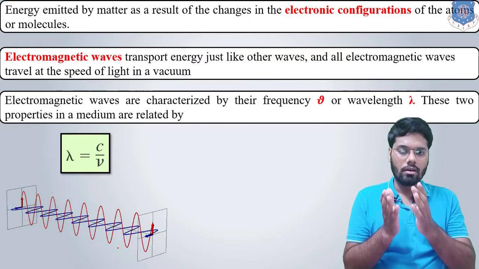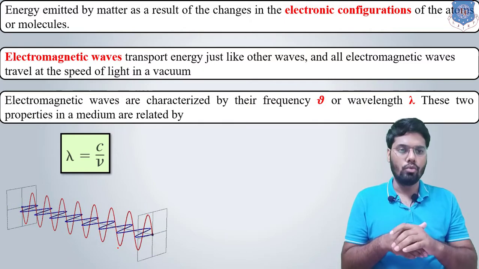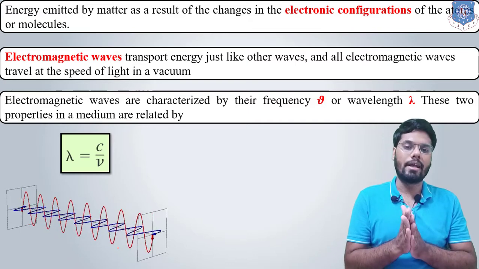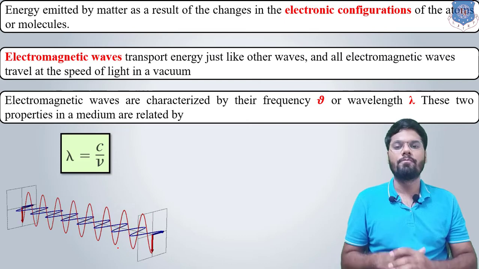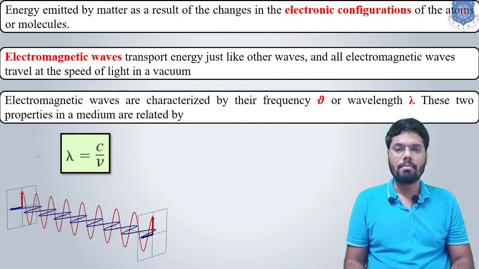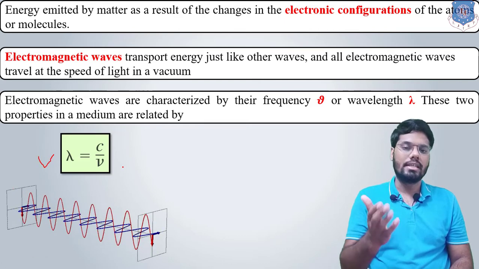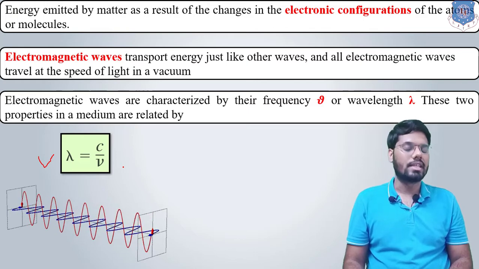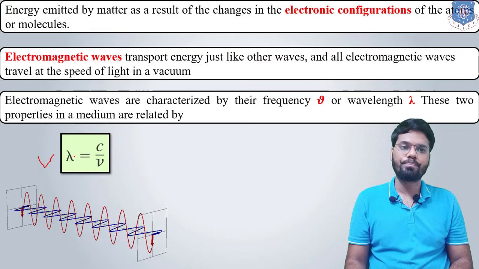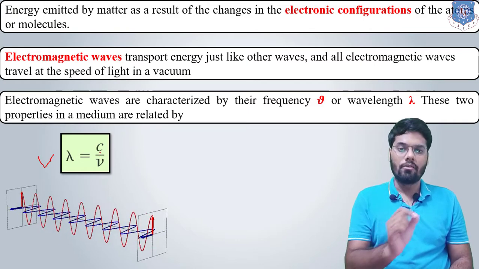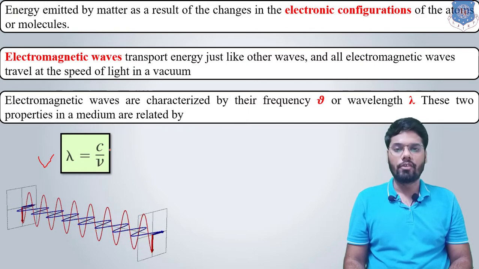The frequency of electromagnetic wave, which is denoted by mu, and the wavelength, which is denoted by lambda, and the relation between frequency and wavelength is lambda is equal to c by mu. We have already studied this equation in our 11th and 12th standard. Lambda is equal to c by mu. Lambda is the wavelength of the wave, c is the speed of light, and mu is the frequency of the wave.